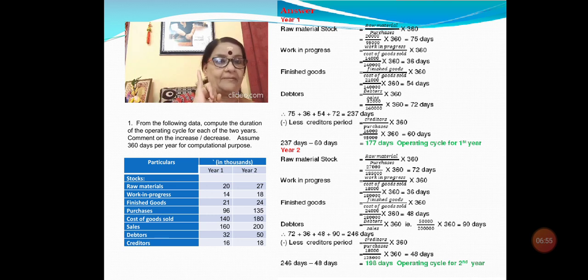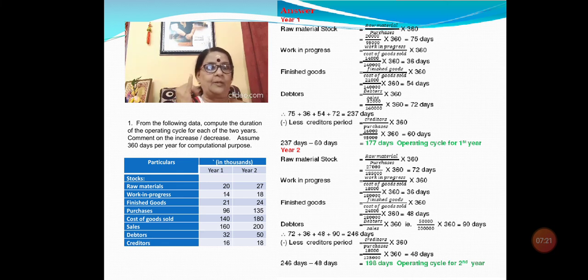First one is 75 days. Second one is 36 days. Third one is 54 days. Fourth one is 72 days. From that, the creditors amount will be deducted. Then we will get the operating cycle, that is 177 days. Creditors is 60 days.